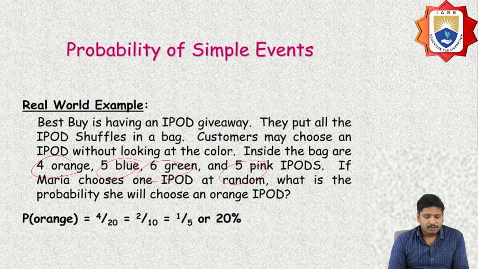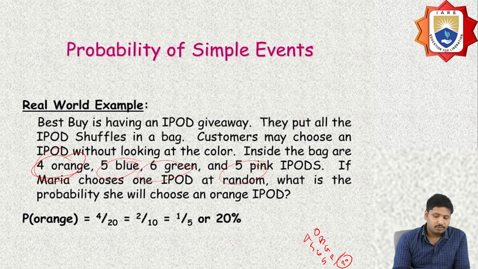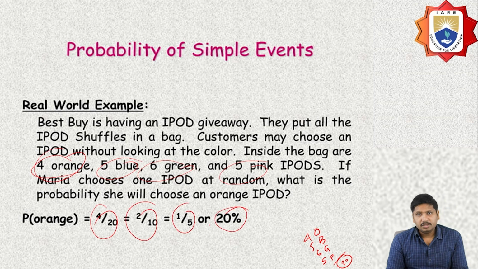So the total number of events should be 20: 4 orange, 5 blue, 6 green, 5 pink. So the total value is 20 events. Out of these 20 events, what is the probability of getting orange, 4? So 4 by 20, 2 by 10, and 1 by 5. So 20%. So like this, we are going to estimate the probability of any kind of simple application.